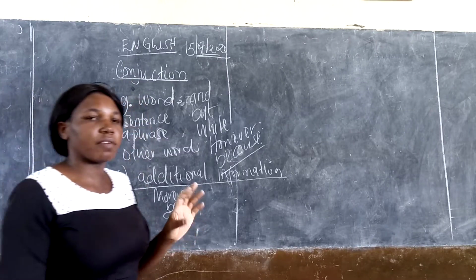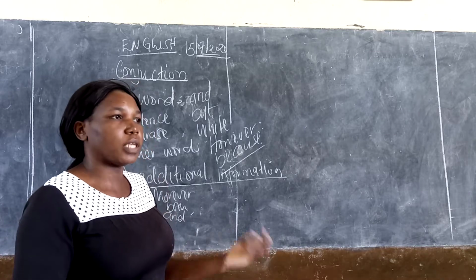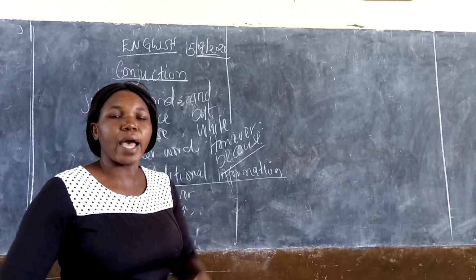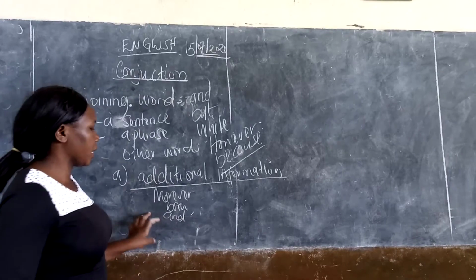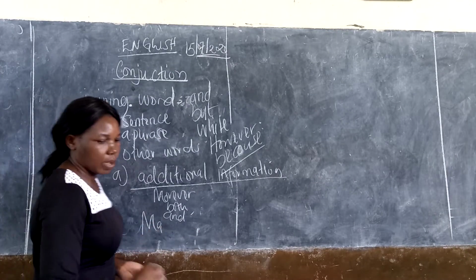I've said there are different types of conjunction. You cannot just put a conjunction anyhow. You have to look into that sentence. Is it additional? Is it adding to something? Example, Mary and John. Here we are adding Mary and John.